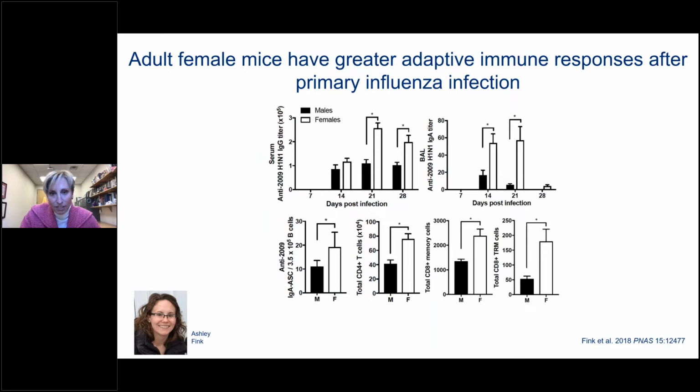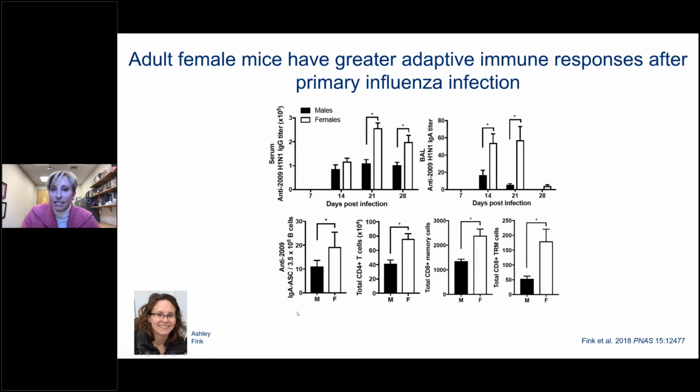Young adult mice, much like young adult people, we survive influenza infection. It is very rare to have a death. And once these animals survive, what we find is that females go on to have much more robust immunity. They have greater antibody responses, both in their serum as well as in their bronchoalveolar lavage fluid.